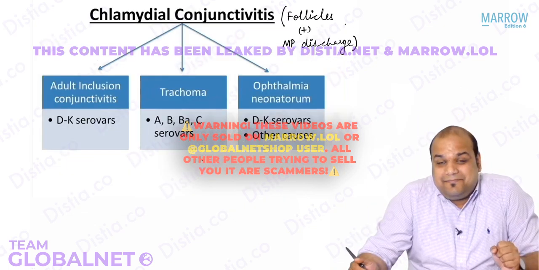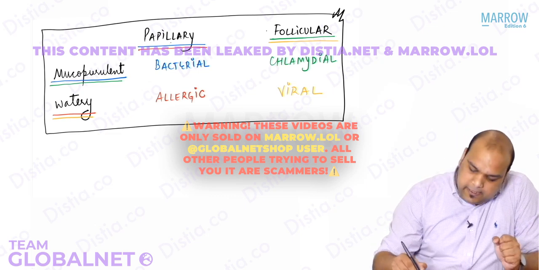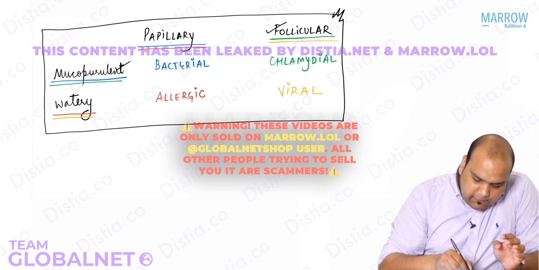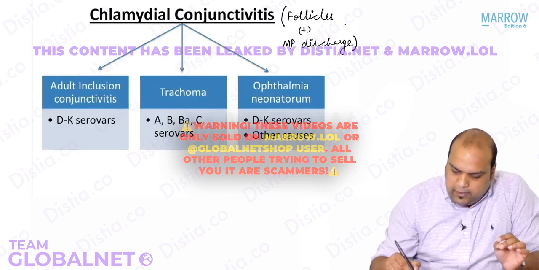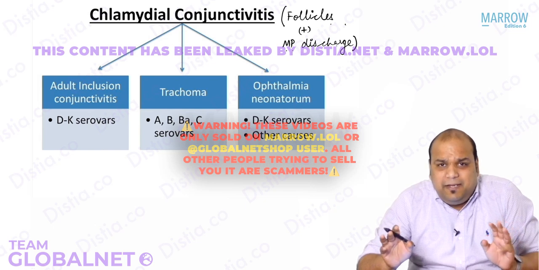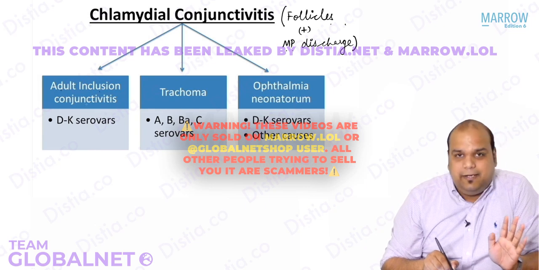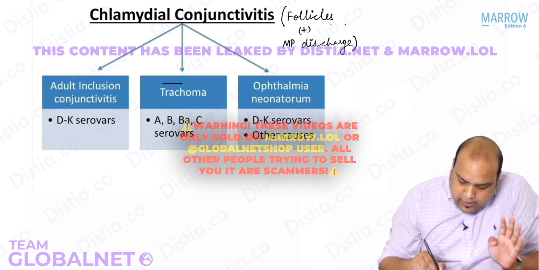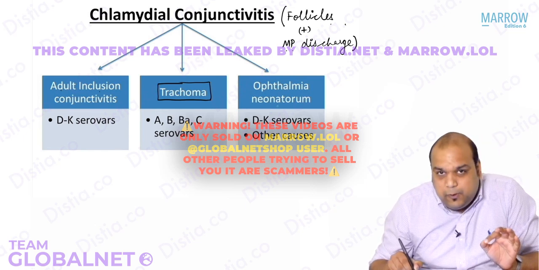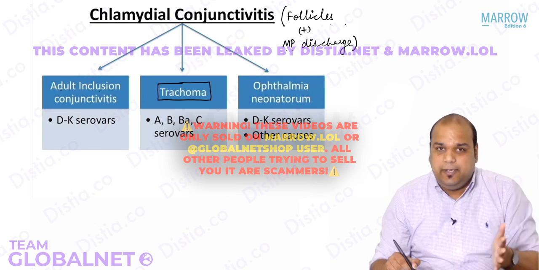Chlamydial conjunctivitis. As we already know, again I'll go back to the table that we have drawn. Chlamydia will present with follicles along with mucopurulent discharge. Yes? So that is what we have written, follicles plus mucopurulent discharge in all cases. Now chlamydial conjunctivitis can present in 3 diseases. Number 1, adult inclusion conjunctivitis. Number 2, the important disease trachoma. And number 3, ophthalmia neonatorum. Neonatorum, again telling you that the condition is occurring in neonates.